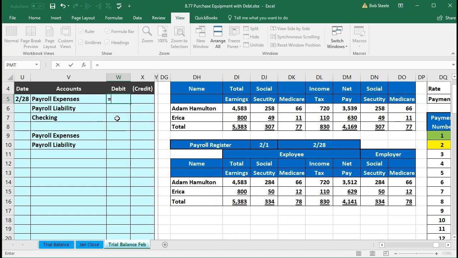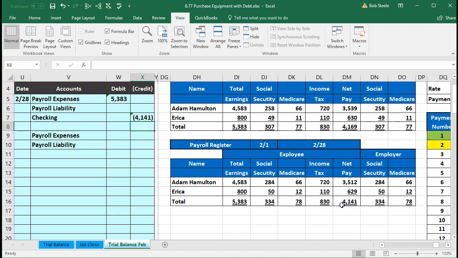So I'm just going to say it equals that $5,383. And then the check that they're actually going to get is just going to be the net pay, $4,141. I'm going to make it a credit. So in cell X7, I'm going to say negative of that number.